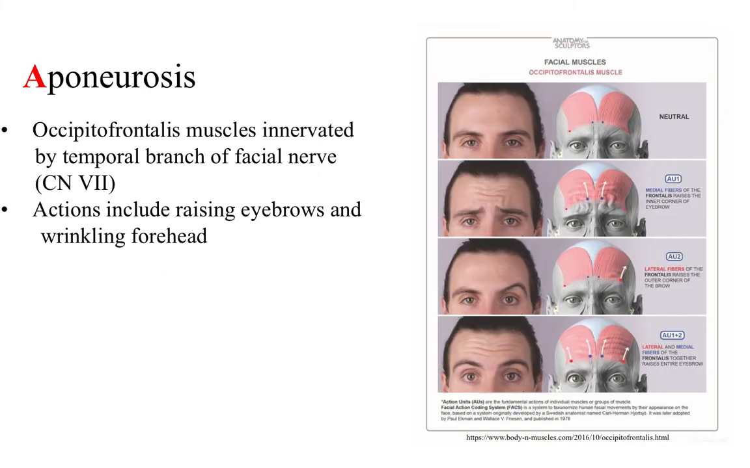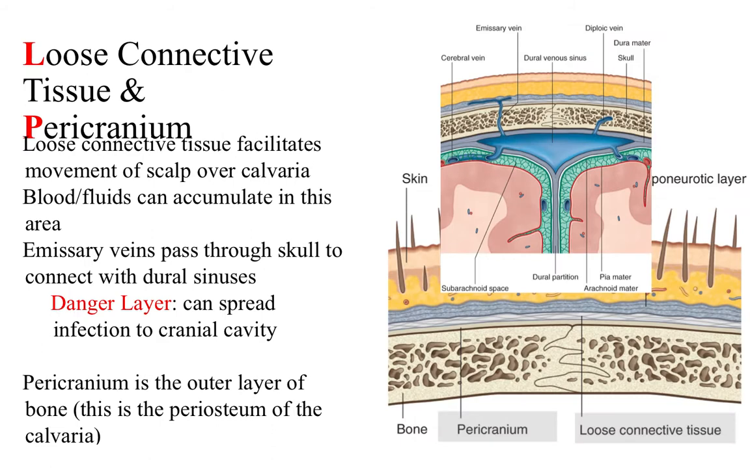All right, so the other action that this does is it actually lets you wrinkle your forehead. So raising your eyebrows and wrinkling your forehead is the action of both the occipitalis and the frontalis. All right, the last 2 layers are the loose connective tissue layer and the pericranium.